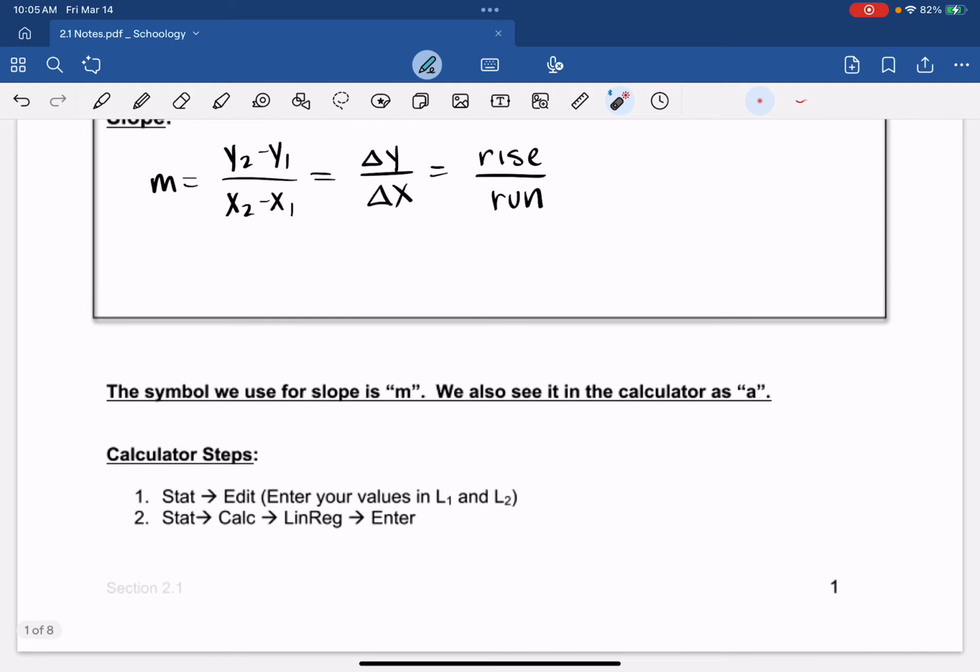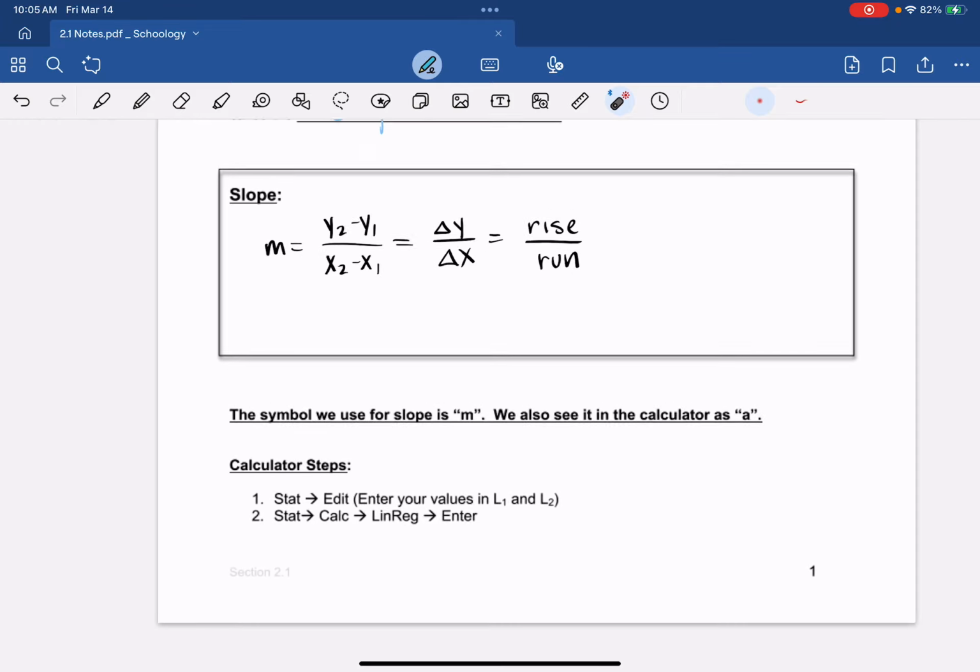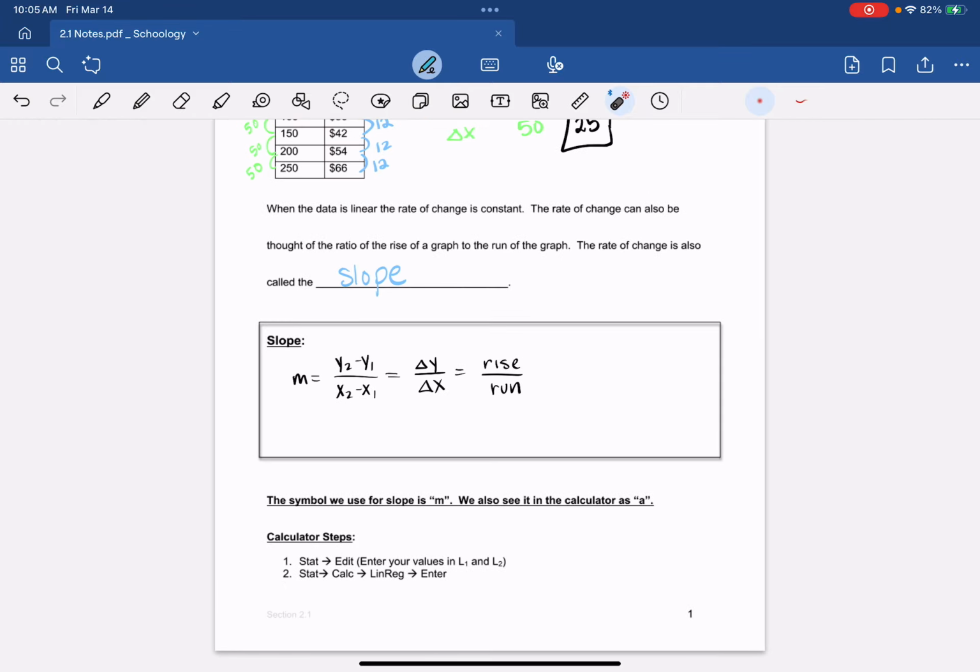Here are your steps to do it on a calculator. You can always find your equation using your calculator. If you have our graphing calculators at home, or I know phone calculators are getting pretty good, you can try these steps out on your own, but I'm not going to go over this in the video. You can ask me that later if you need.